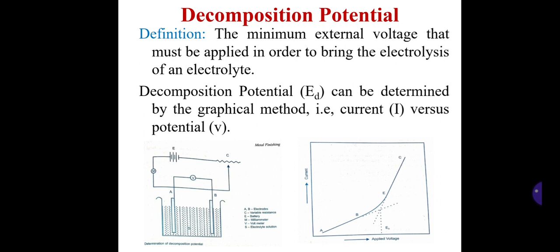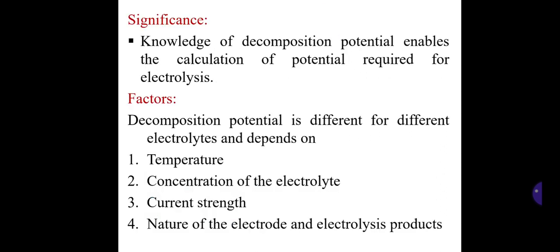Did you understand? The minimum external potential that must be applied in order to bring about the electrolysis of an electrolyte is called decomposition potential. Now, the significance of decomposition potential is, if you have the knowledge of decomposition potential, it will help us to find out the potential required for the electrolysis.